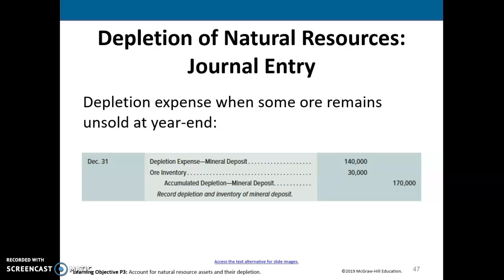When we look at what happens if we mine some, but we didn't sell it all, well, in that case, we're going to put it into our inventory. So here we have an example where we had depletion expense, and we depleted some of it because we sold it, but we had $30,000 of ore that we harvested that we did not sell. So in that case, we're going to put it into our inventory as ore inventory, and we're still going to record that total depletion.